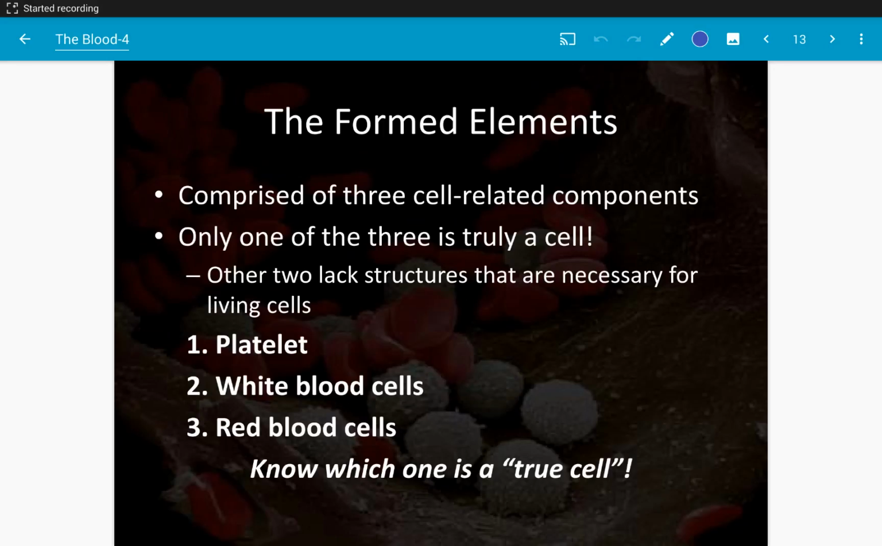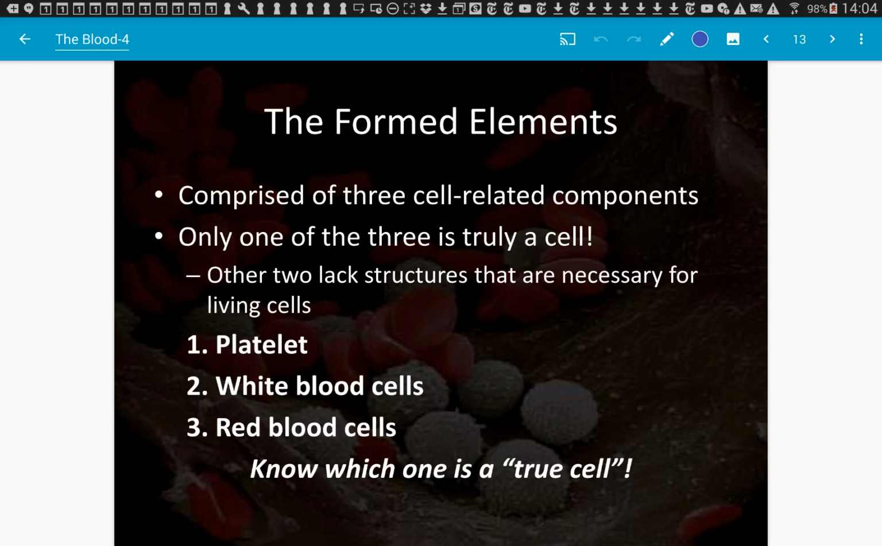So just for reference, today is Wednesday, March 22, and we stopped on Monday with this slide talking about the three categories of formed elements in the blood. Do you remember, we have three categories, only one is a true cell. Do you remember which category? White blood cells are the only true cell. Good. So we're going to move forward.